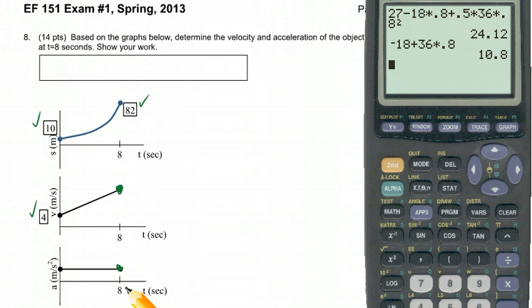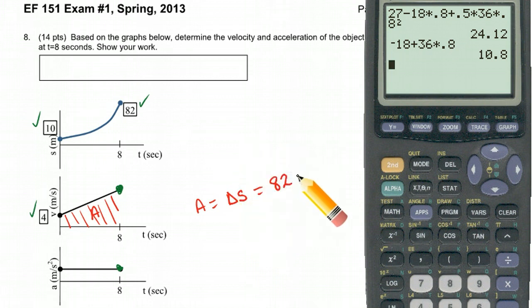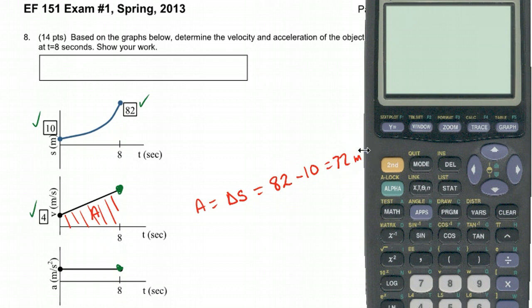Probably the key point to see is that the velocity graph, this area right here, I'll just label that A, is equal to the change in position. Okay, so if that area is a change in position, that's equal to, we ended at 82, we started at 10, so that's going to be equal to 72 meters. That's probably the key point here.